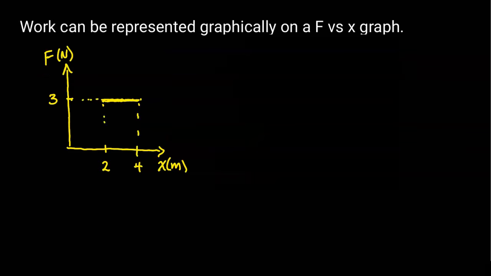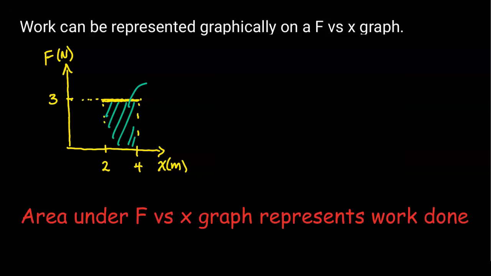Work can also be represented graphically on a force versus position graph. On the left here, we have an object that's being pulled with a constant 3 newtons of force from position 2 to 4. The area under the curve right here represents the work that was done by this force. So work is going to be equal to the area under the curve, which is 3 times 2, and we get 6 joules.